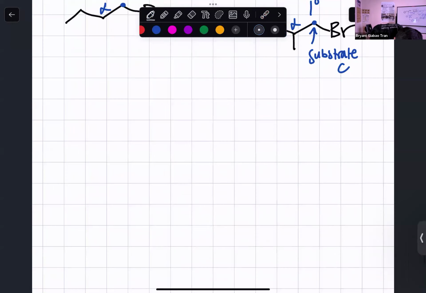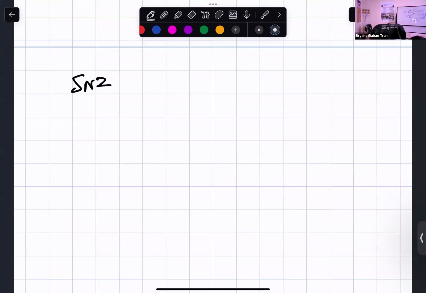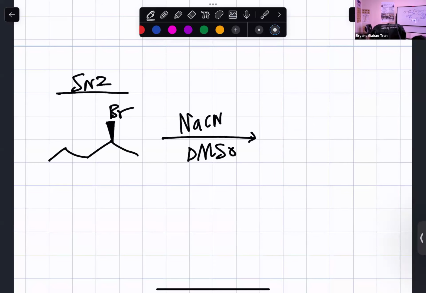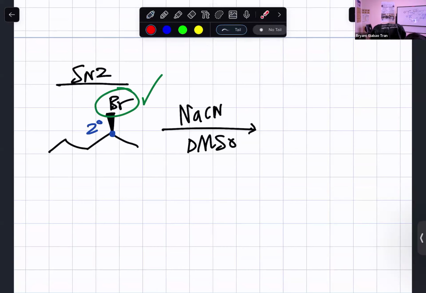So for SN2, just doing the whole mechanism, I'm going to give you examples of each. Let's say we have this good leaving group, and I have this weak base, strong nucleophile NaCN in a polar aprotic solvent, DMSO. This is my substrate carbon right here, or the electrophilic carbon. This is my good leaving group present, so that's good. This substrate here is secondary because it is attached to two other carbons.